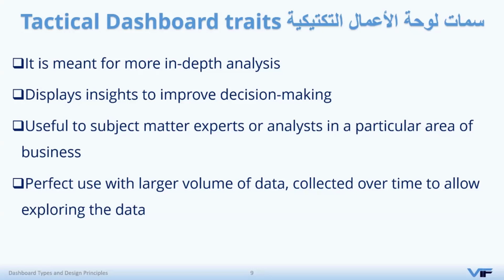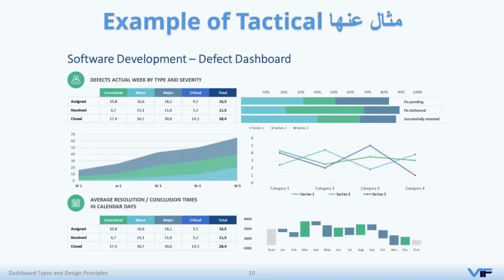And it also holds what they call a large volume of data, which could be historical data. So here's an example of a tactical dashboard. We're talking about software development where we have some defects and want to see how many minor defects, how many major defects, and how many criticals we are having. On a week, we have trends to show.